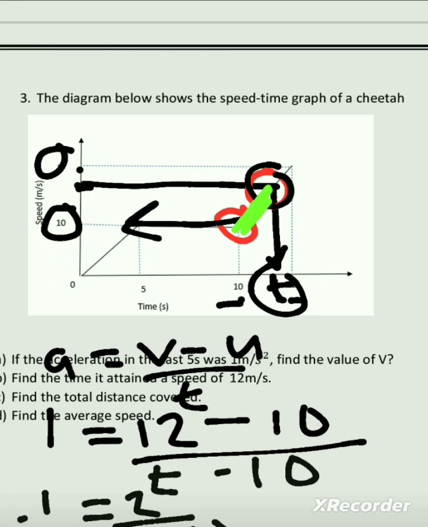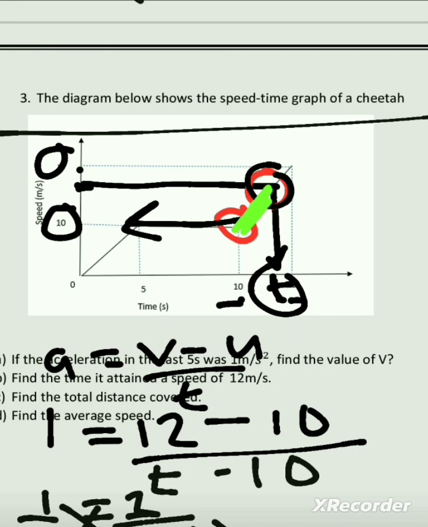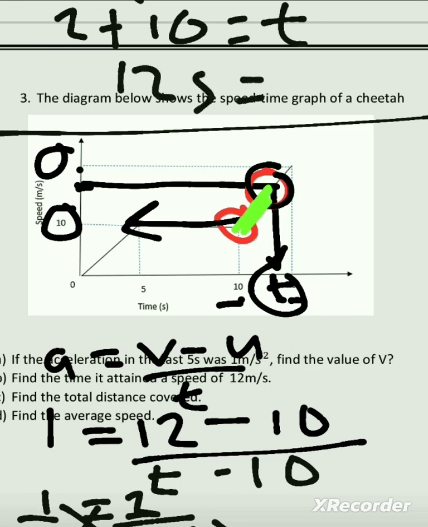Here we can cross multiply: 1 times 2 is 2, equals 1 times t minus 10, which is t minus 10. We can take negative 10 to this side, so it's 2 plus 10 equals t. 2 plus 10, 12 seconds, equals t. So the time is 12 seconds.